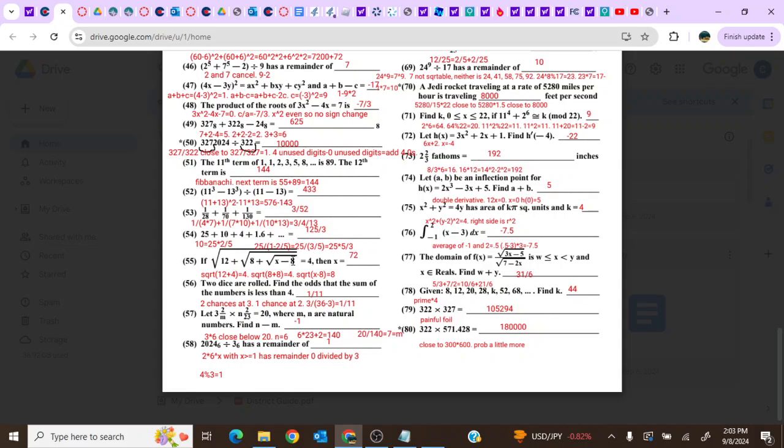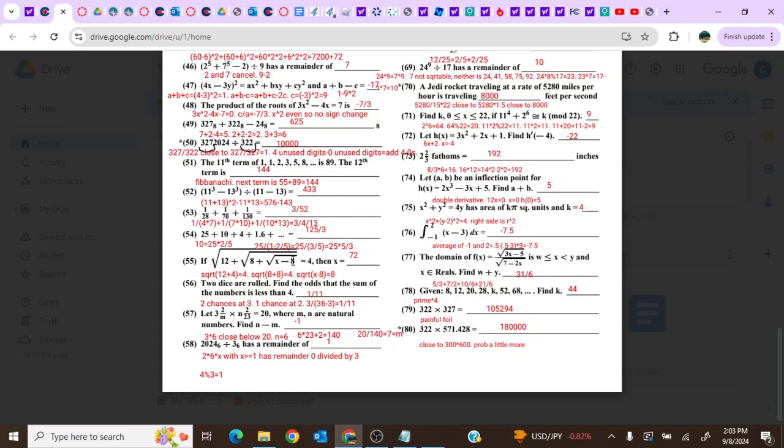56, two dice are rolled. Find the odds that the sum of the numbers is less than 4. Well, based on how dice work, there is one chance for them to roll a sum of 2, two chances for them to roll a sum of 3, three chances for them to roll a sum of 4, and so on until you get to 7 where it reverses.